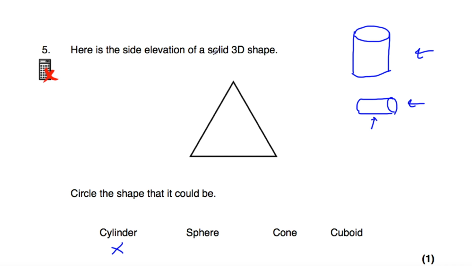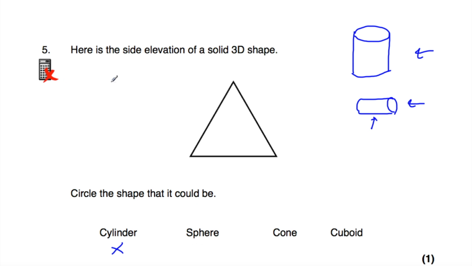And try these out. Get some shapes and look at them from the side, and look at them from above, and so on. And you want to consider the side elevation. And obviously you remember that these 3D shapes can be in different orientations. They could be standing upright or laying down. But anyway, a cylinder would not have a triangle as a side elevation.